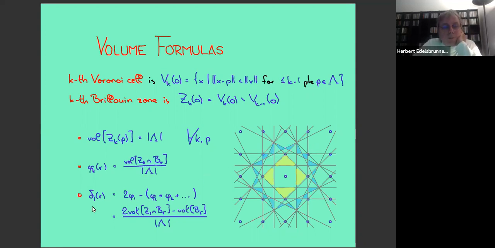And for example, the next claim then follows that the first soft density, or the soft density, delta 1, is by definition twice phi 1 minus the sum of the phi's. I was just rewriting it. The sum of the phi's is the classical notion of density, which is the volume of the sphere, normalized. And twice phi 1 is twice the volume of the intersection of the sphere with the first Brillouin zone. So this is a nice volume formula for the soft density that I'm going to use.